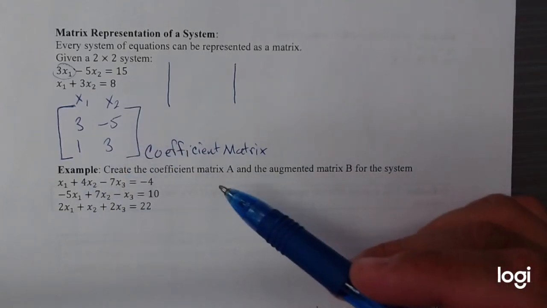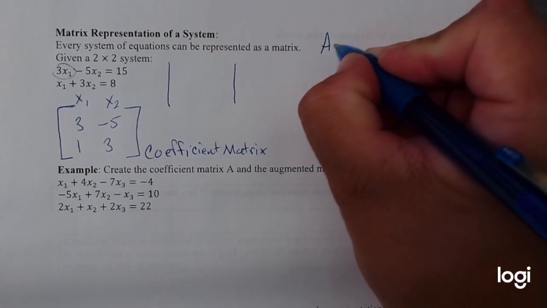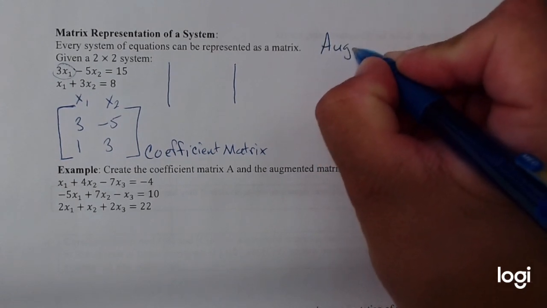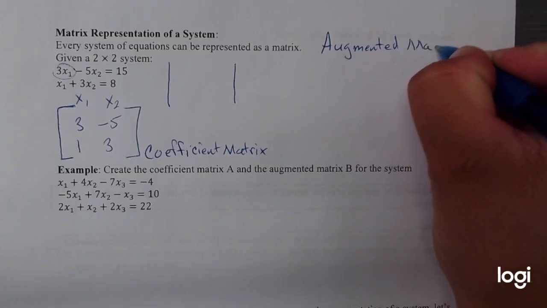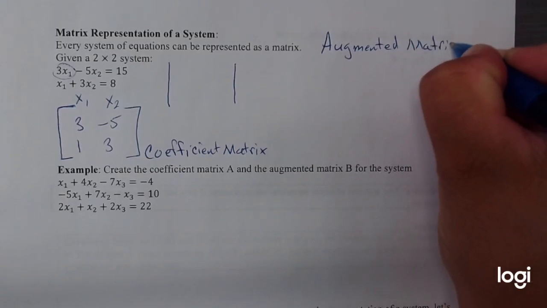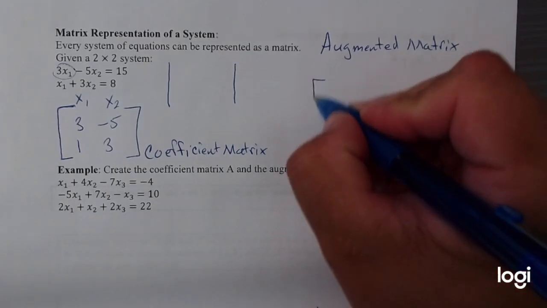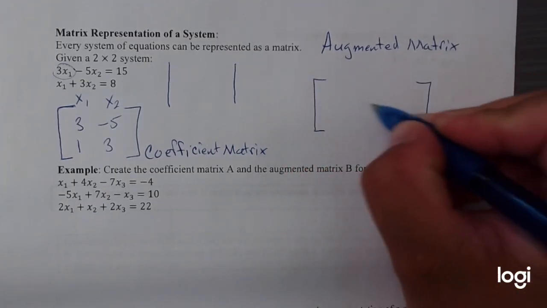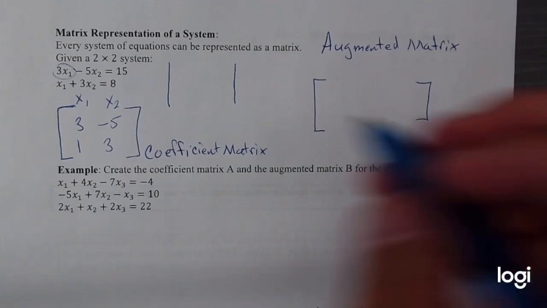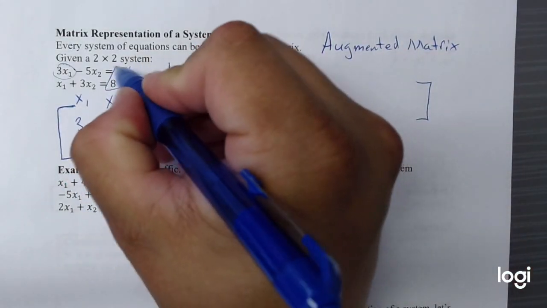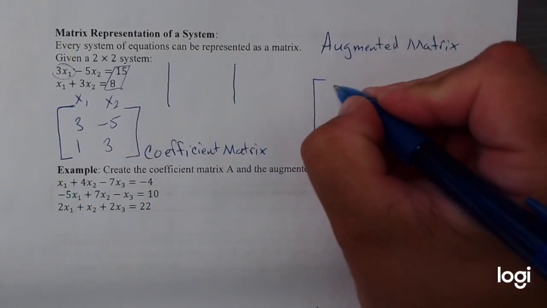Now, that's the coefficient matrix, but we want more depth. So we're going to something called the augmented matrix, which we're going to be using much more. When it comes to the augmented matrix, you're going to add one extra column to it, and that column is going to be the actual values they're equal to. So it's the same coefficient matrix.